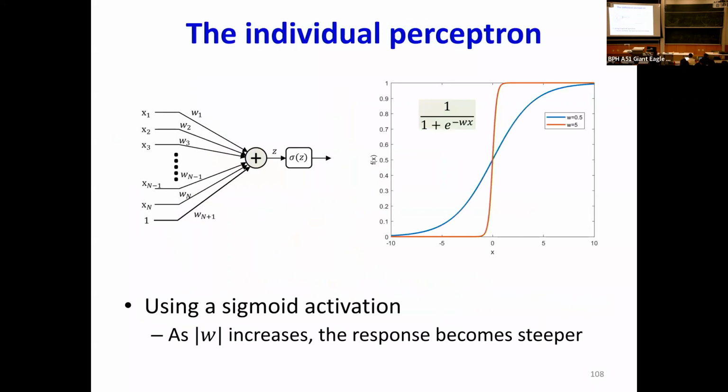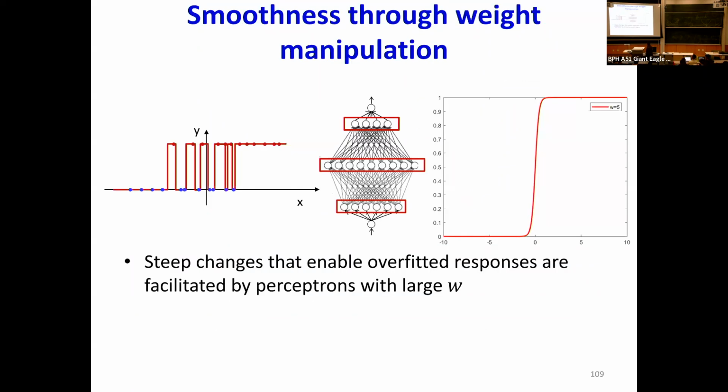I'm using the sigmoid as an example, but this is true of all of the activation functions that you will use. So if I use a sigmoid activation, as the magnitude of w increases, the response becomes steeper and steeper. In the limit, if I just throw the network at it and say learn, it's going to make all of the w's really large, and it's going to learn this hideous function, which is perfect on your training data, but not what you want. So what would you do?